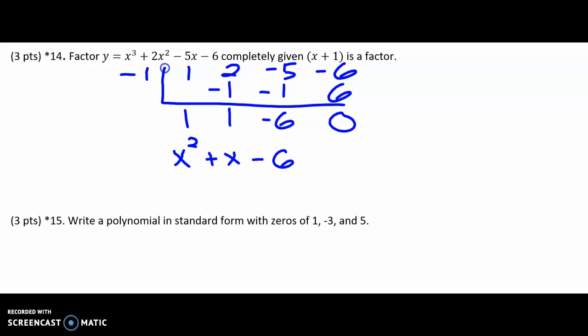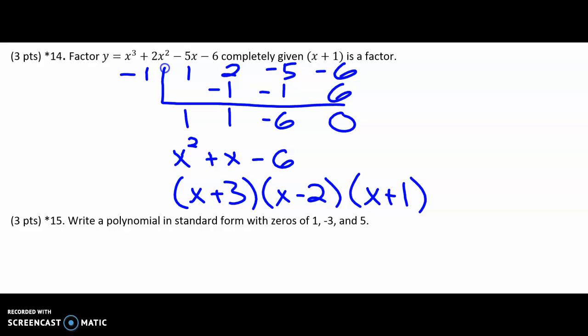This wants me to factor it completely. So because of that, I have to factor: what multiplies to -6 and adds to 1? That's going to be 3 and -2. And don't forget, one of your factors always is what did you originally divide by? So that x plus 1 comes into play. All right, so there's that. That's going to be a tough one. All right, number 15.